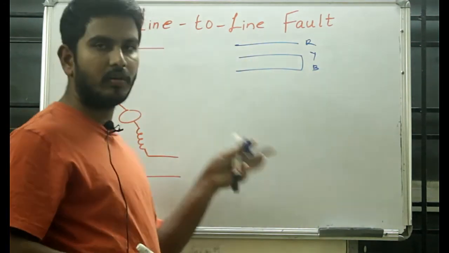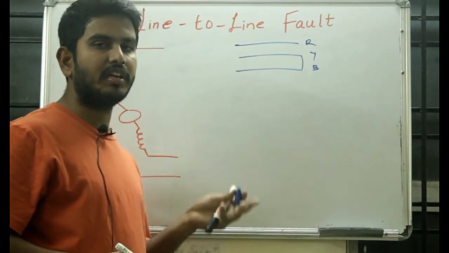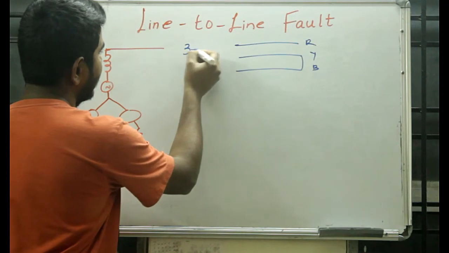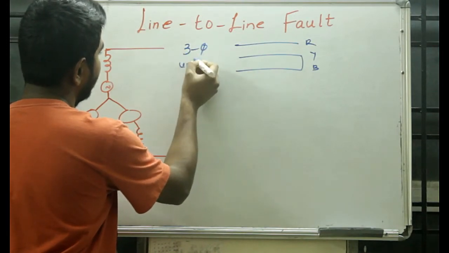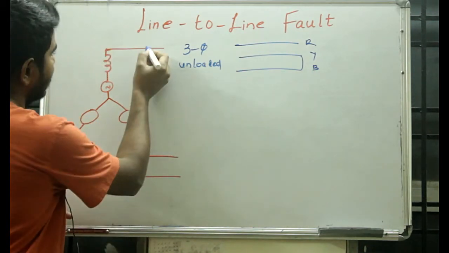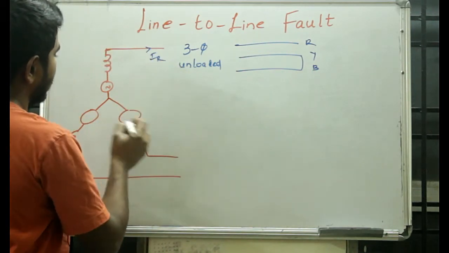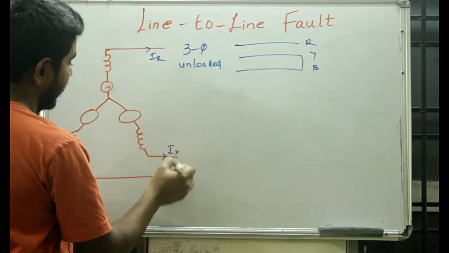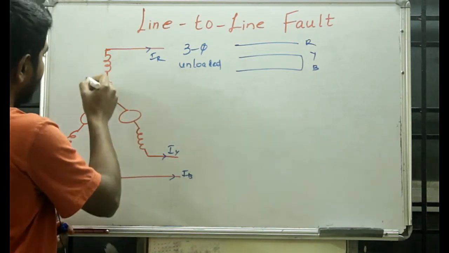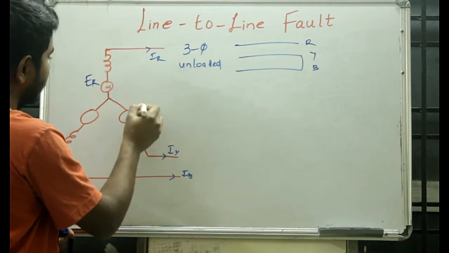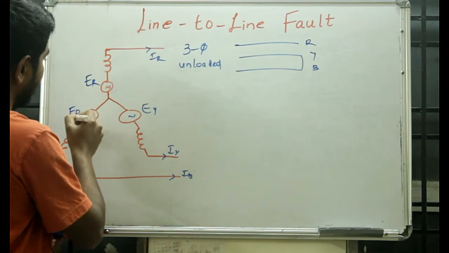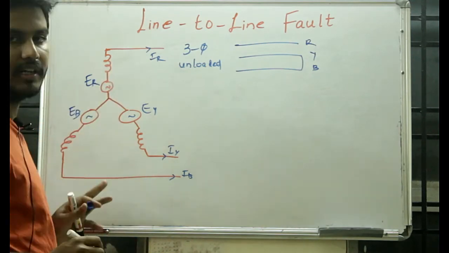In order to find out the fault current and the short circuit MVA in these conditions, let us consider a three-phase unloaded alternator. Let me say this is the current IR, this will be the current IY, and this will be the current IB, and the induced EMFs will be ER, EY, and EB. These are the windings of the alternator.